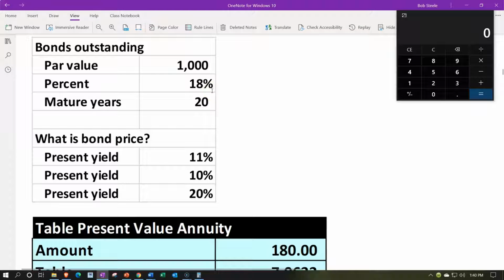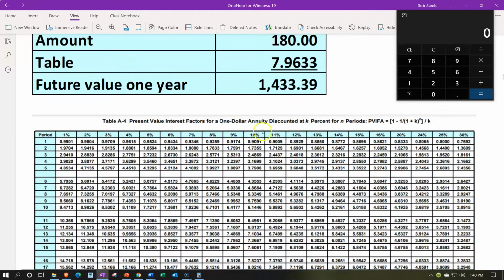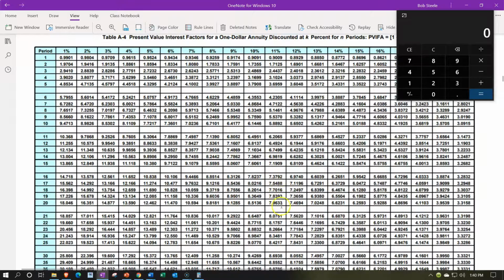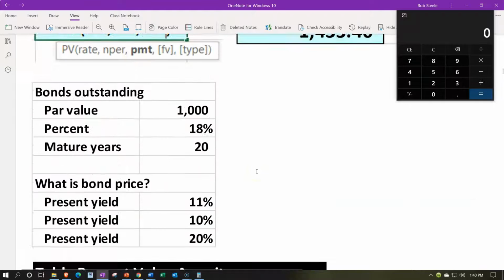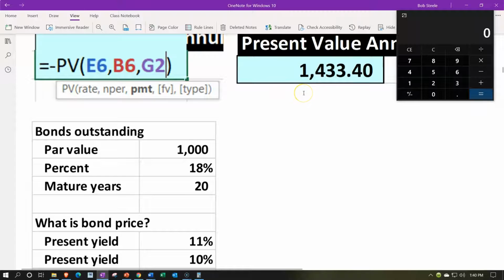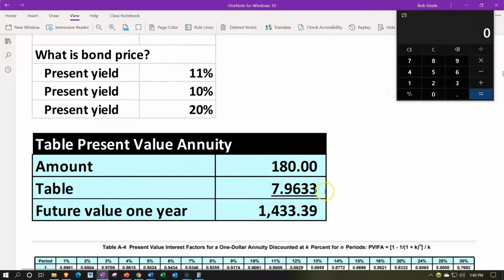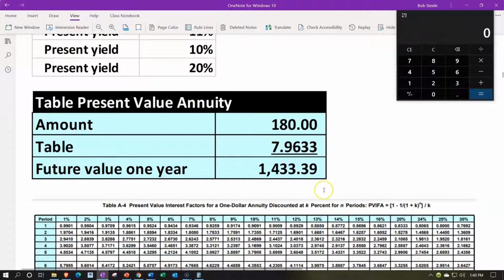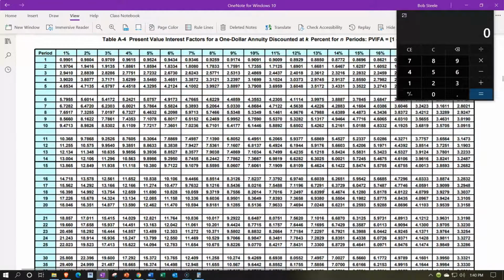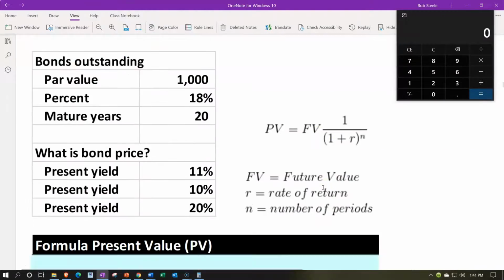We can also do it, of course, with the tables, 1,000 times 18, which is 180, picking up the table amount, making sure we got the right table, present value of an annuity, 11%, 20 periods. So we have the 11%, 20 periods, 7.9633. So 7.9633 times 180 gives us 1433.39, close to, not exact. This amount up top is off by a penny due to rounding, tables rounding to 4 digits. So be careful of the rounding. Probably not a significant difference for decision-making purposes, but test questions might utilize that to force you to use one method or another.